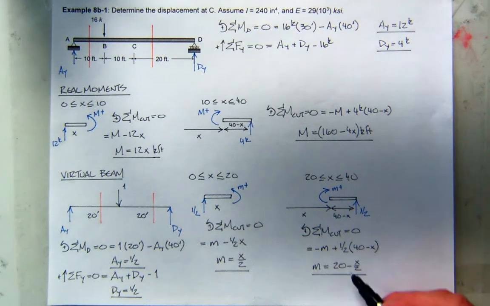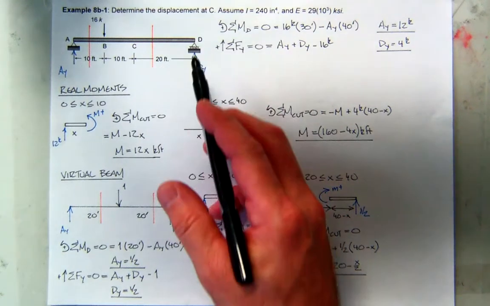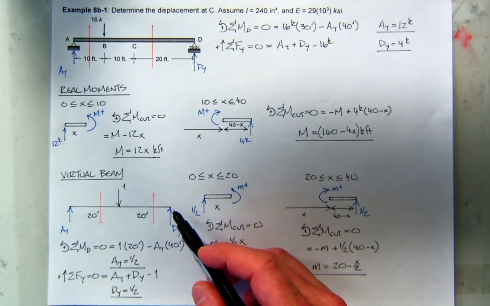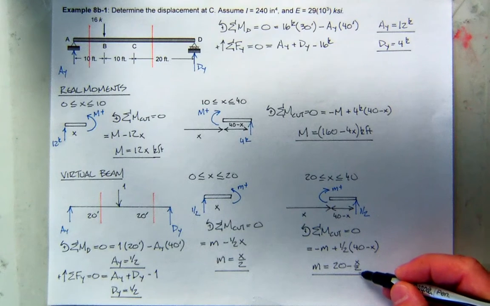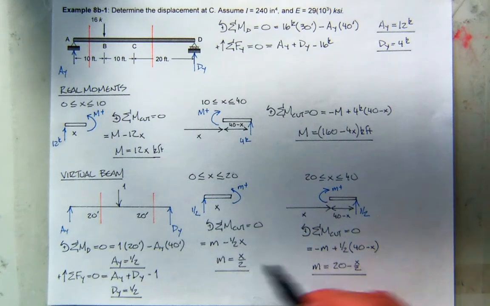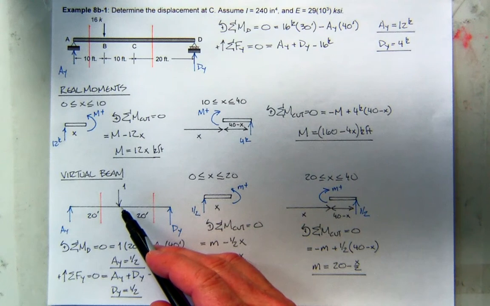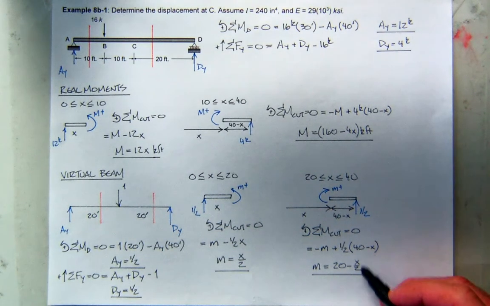And where do you know the moment in this segment? Well, just like before, we know it at D. So that means at x equal 40, it should be 0. If you put in x equal 40, you get 0. And these two should match where? At x equal 20. All right? So you put in 20 here, you get 10. You put in 20 here, you get 10. So they match. So that seems like a good set too.